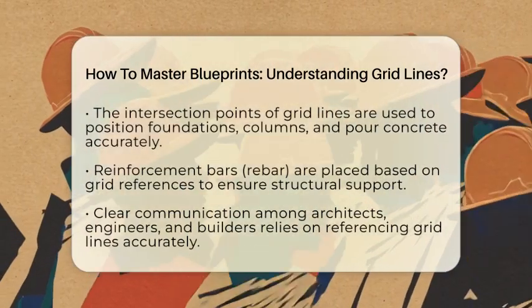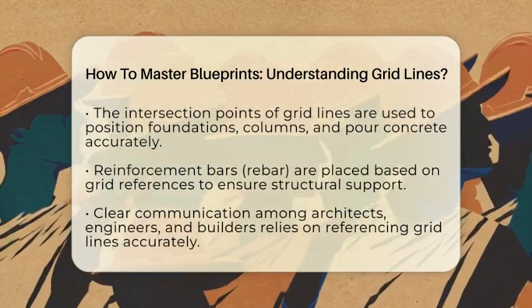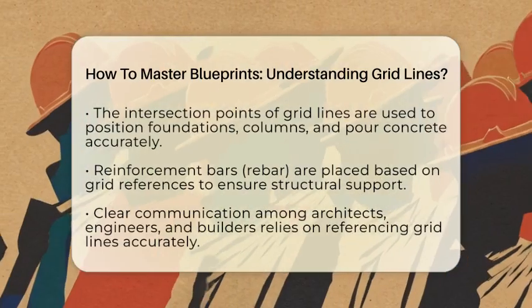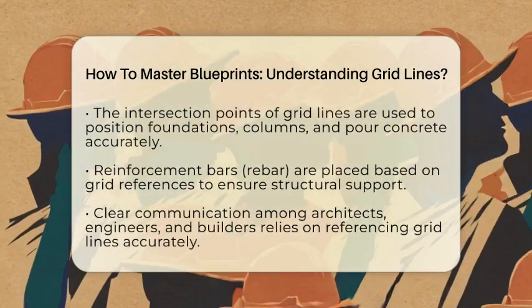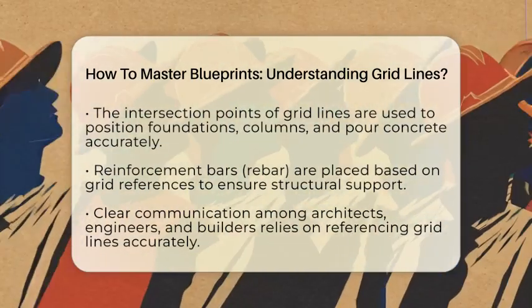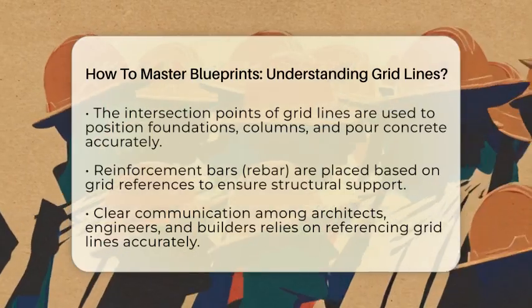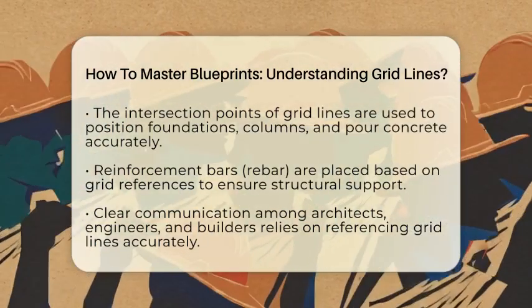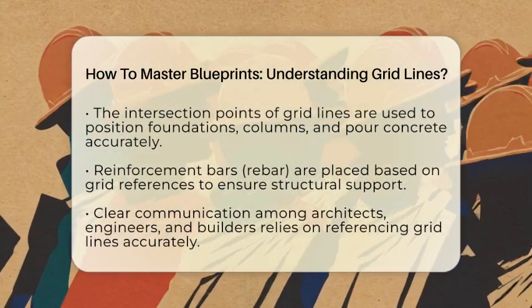These grid lines show where major parts of the building, like walls, columns, and supports, will go. The center of a wall or column lines up with a grid line, making sure everything is in the right spot. This alignment keeps the building's shape accurate and consistent.